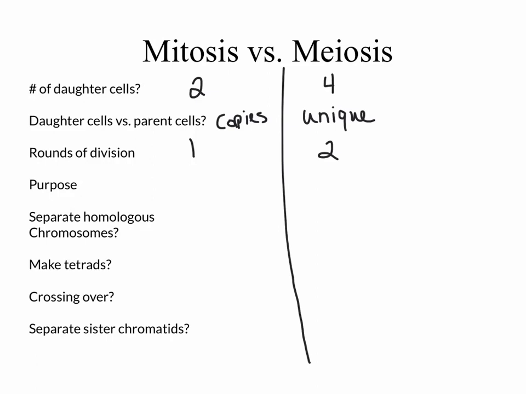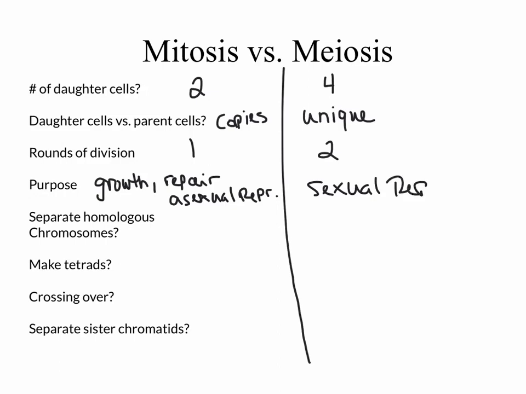The purpose of these 2 cell divisions is very different as well. We learned previously that mitosis is used for growth, repair, and asexual reproduction. Meiosis is only used for sexual reproduction. We also know that the steps of meiosis and mitosis differ. Meiosis 1 focuses on separating out chromosomes that are homologous into separate cells.